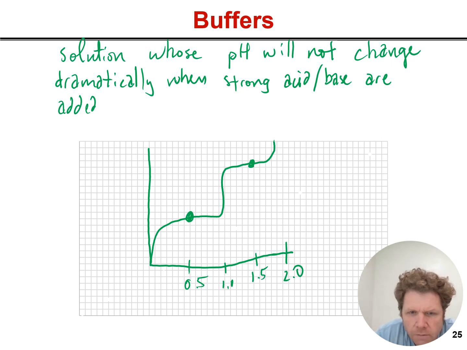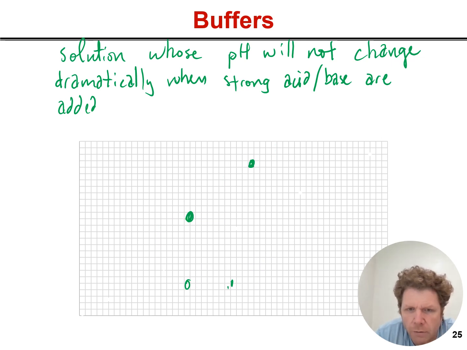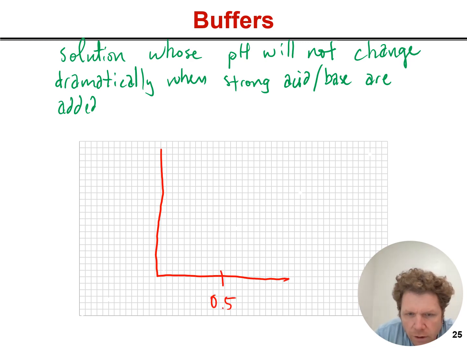And now that I think of it, I can do this with a monoprotic acid just as well. So let's say that we have a monoprotic acid like acetic acid. It's got a single equivalence point at 0.5, 1.0, and 4.3 is where my pKa is. My y-axis is my pH.